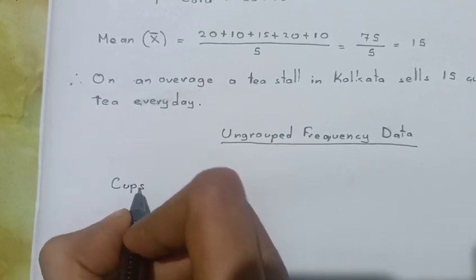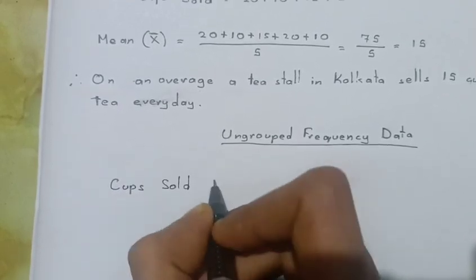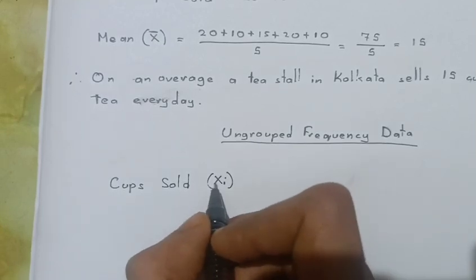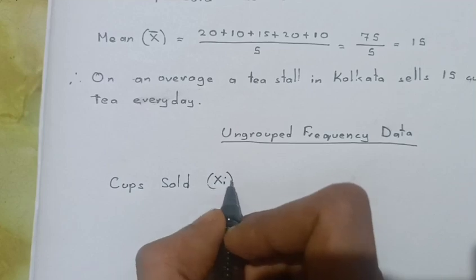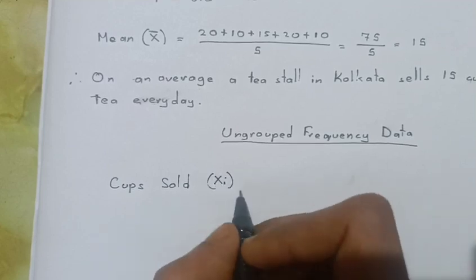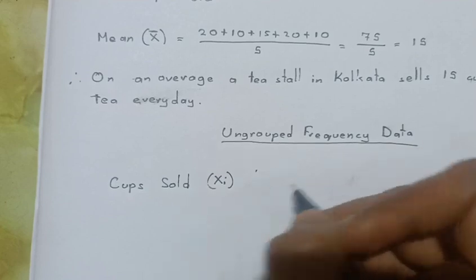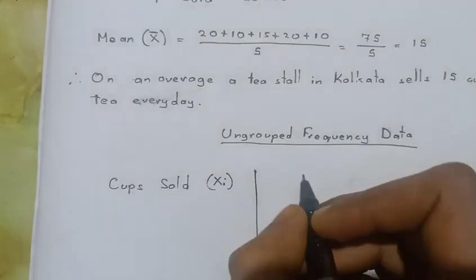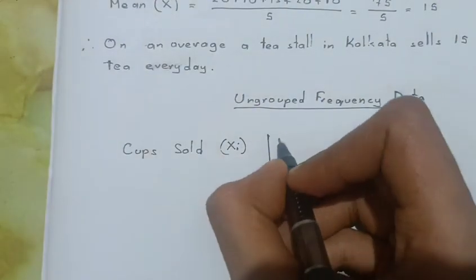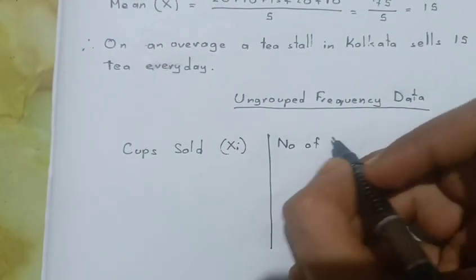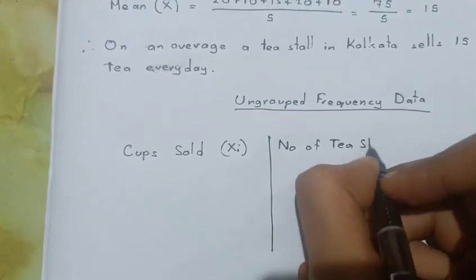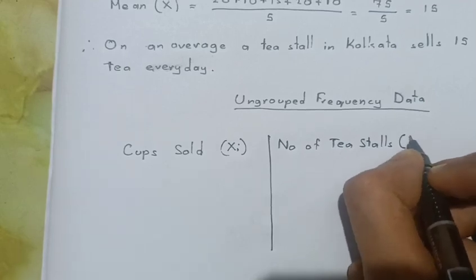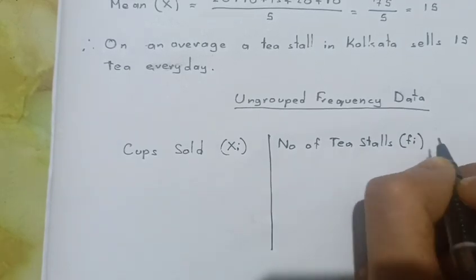So at one place, cups sold, which we will denote as xi. Don't get confused by these fancy arithmetic terminologies. I will also explain what they are, with a very simple explanation. And we have the number of shops, or number of tea stalls, for which I will use another mathematical variable.